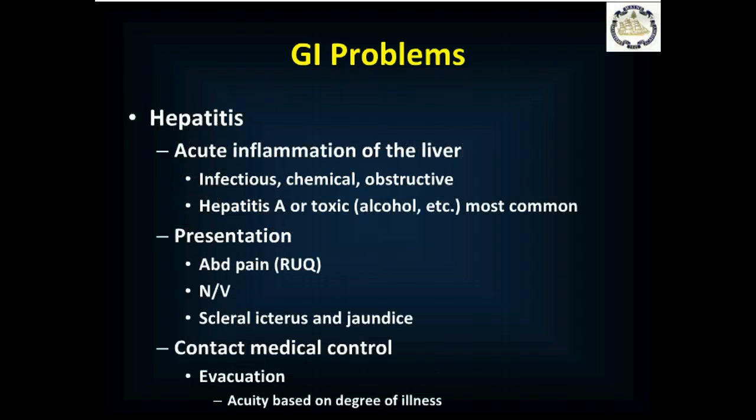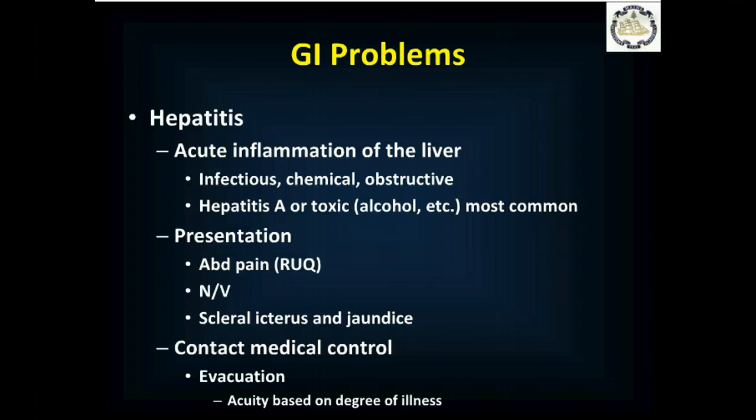Hepatitis is another common cause of GI problems. What hepatitis is, it's acute inflammation of the liver, and it can come from any number of causes: infection, chemical or toxic exposures, or obstruction from gallstones. So the most common are hepatitis A, or toxic hepatitis from alcohol. Hepatitis A is from the hepatitis A virus. The toxic issues, obviously, are self-explanatory.